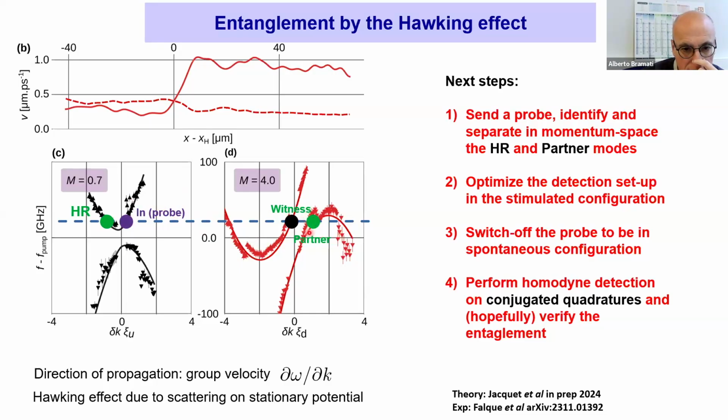This creates a perturbation which is propagating toward the horizon, and then it is scattered in these three modes. And the idea is to separate in the momentum space the partner and the Hawking radiation mode, optimize the detection setup in the stimulated configuration, then switch off the probe to be in the spontaneous configuration, and perform the homodyne detection on conjugated quadratures, and hopefully verify the entanglement.